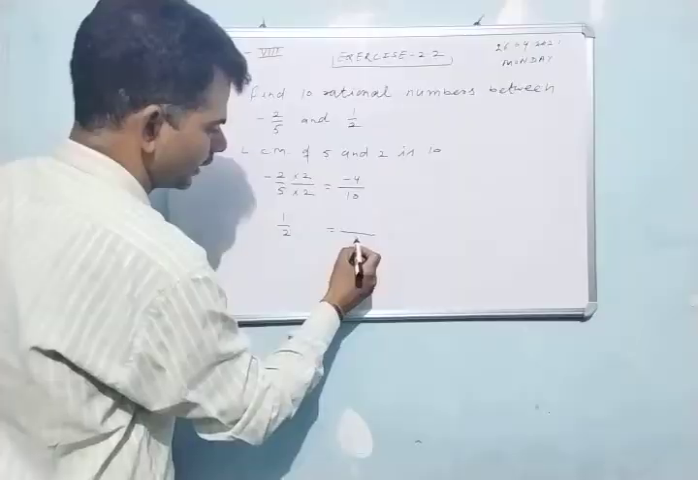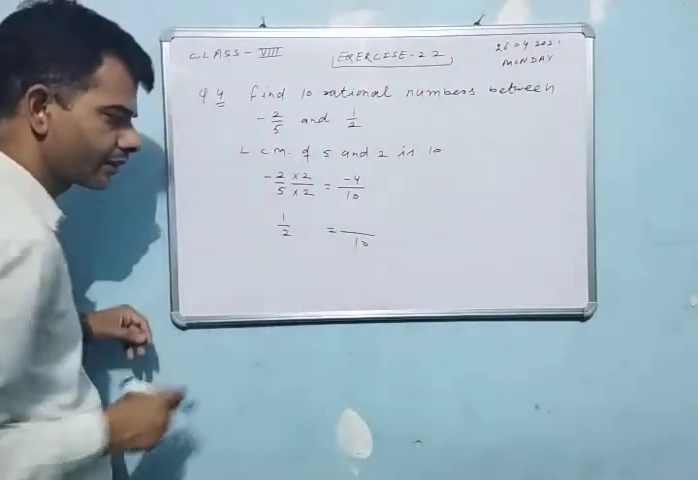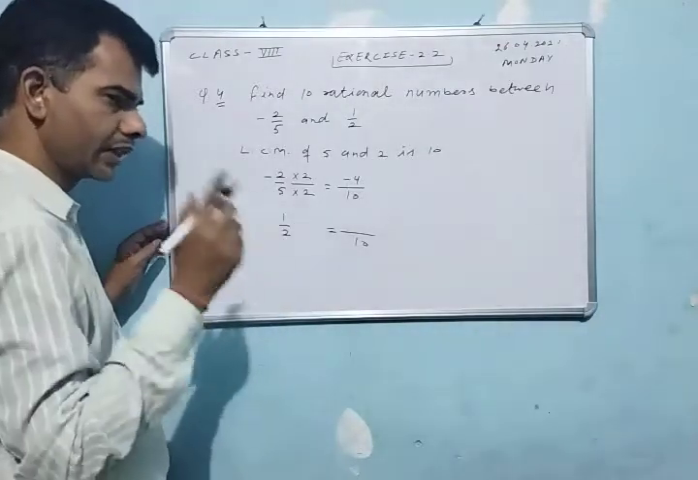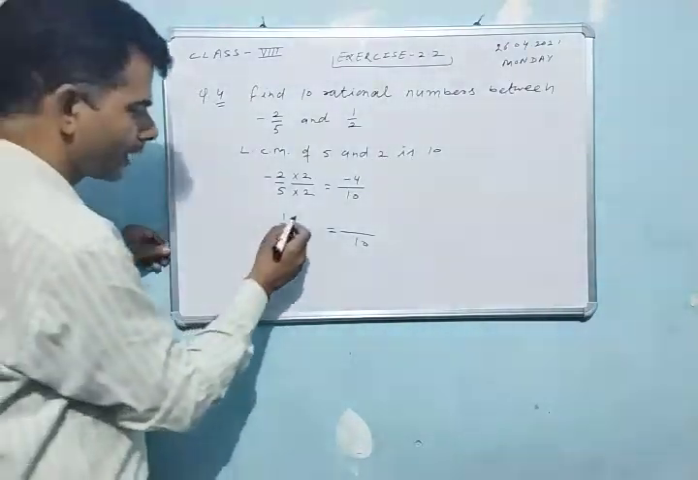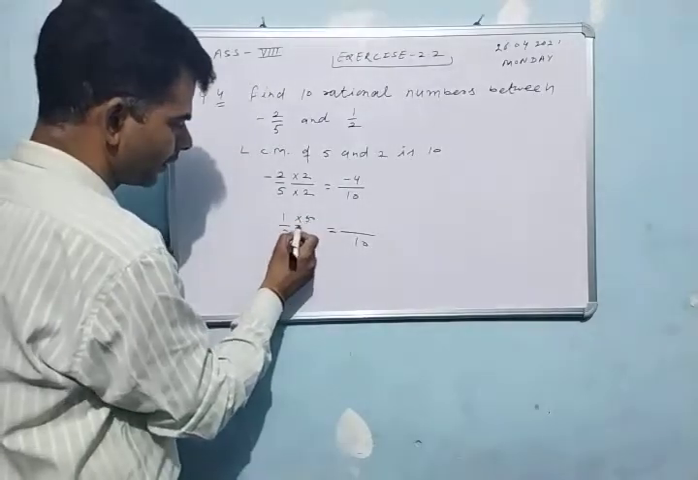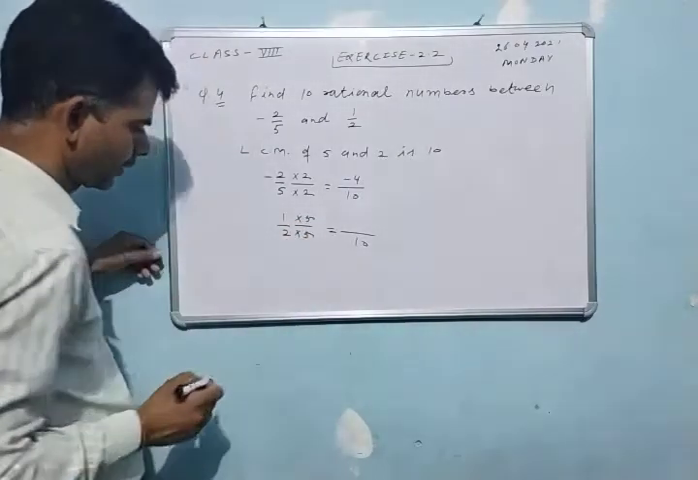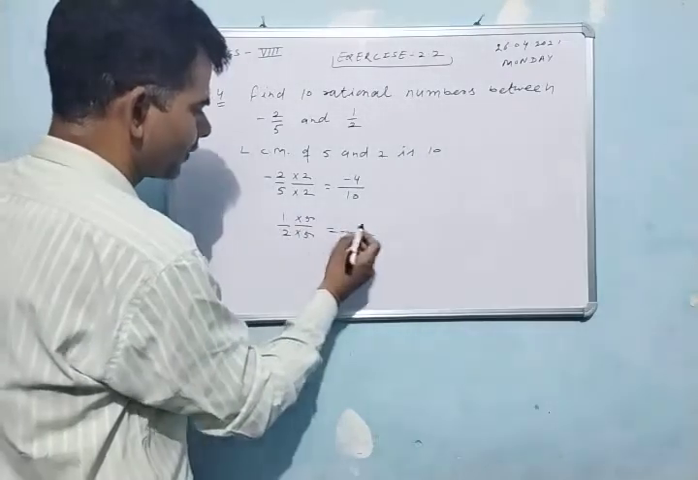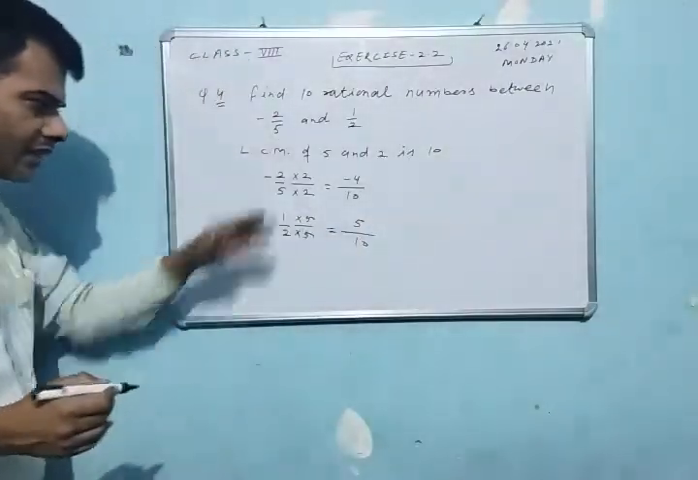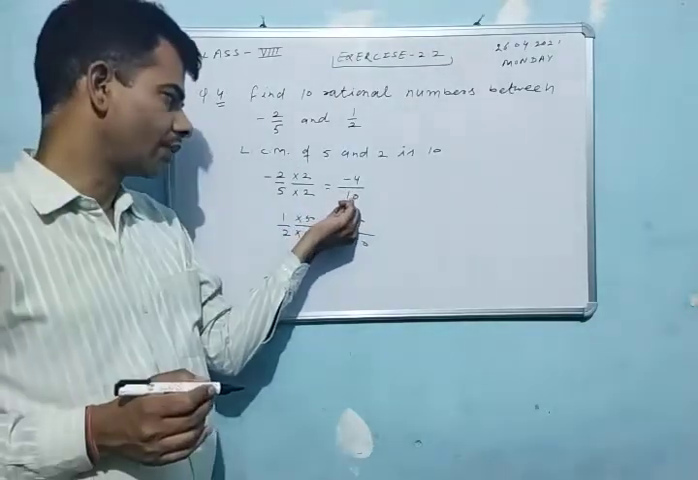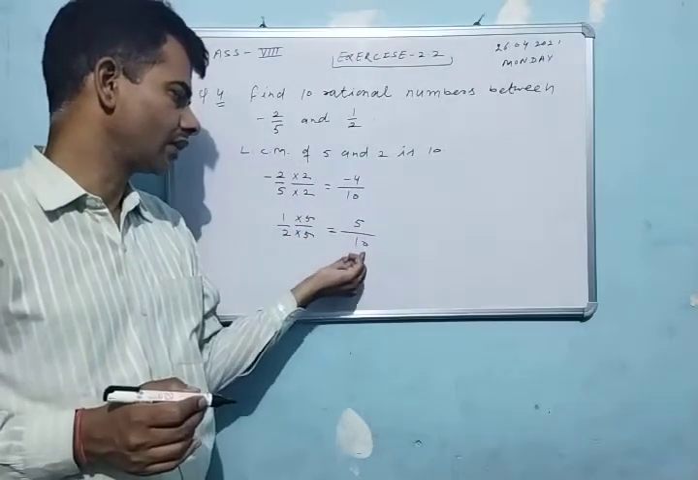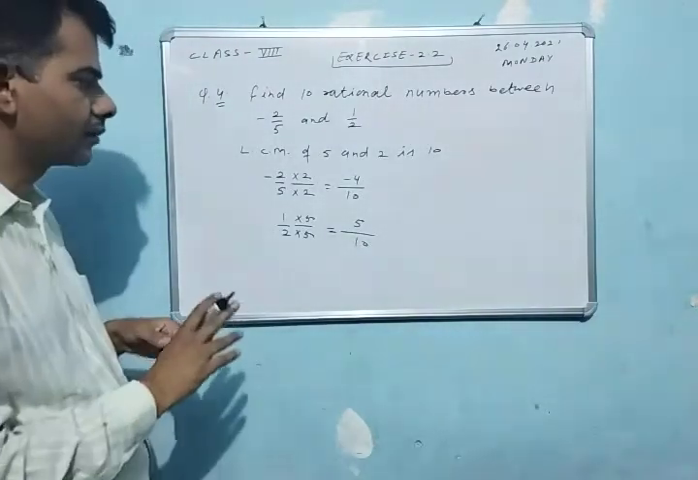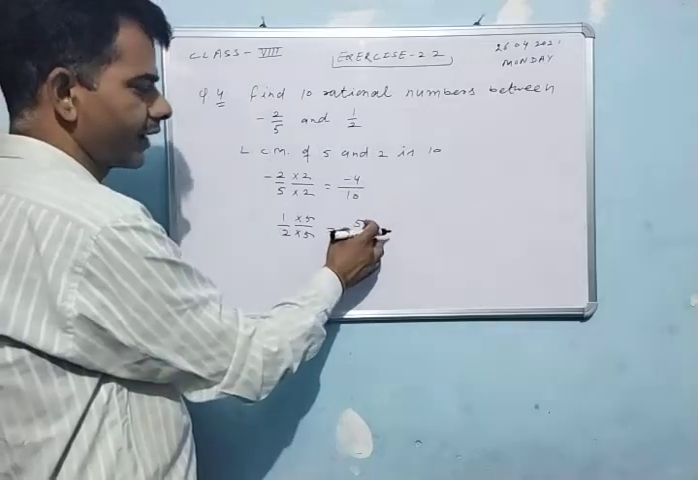Here the denominator is 10, the LCM is 10. Students, how many times does 2 go into 10? That is 5, 2 fives are 10. So multiply by 5 and divide by 5. 1 five is 5. Students, here we are observing that the denominators have become the same. Denominators are the same.